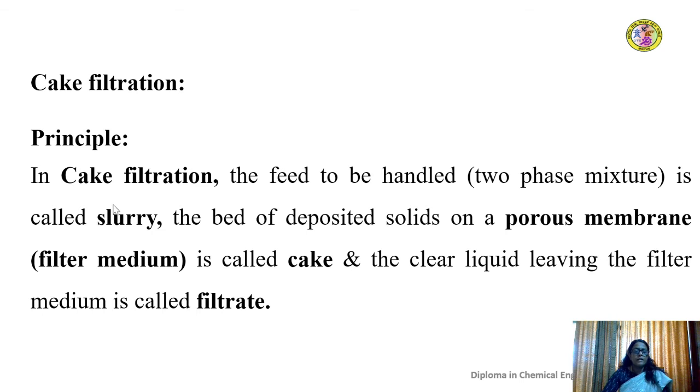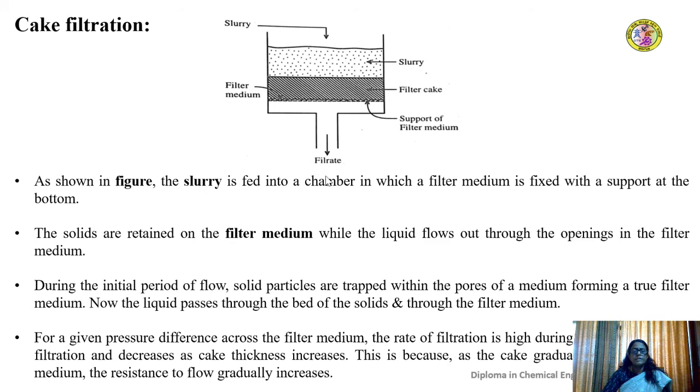Let us now understand first the principle involved in cake filtration, because cake filtration is the one which has found wider use in industrial filters. In cake filtration, the feed to be handled, which is a two-phase mixture containing solid and liquid, is called slurry, and the bed of deposited solids on the porous membrane, that is the filter medium, is called cake, and the clear liquid leaving the filter medium is called filtrate. So this explains the principle of cake filtration.